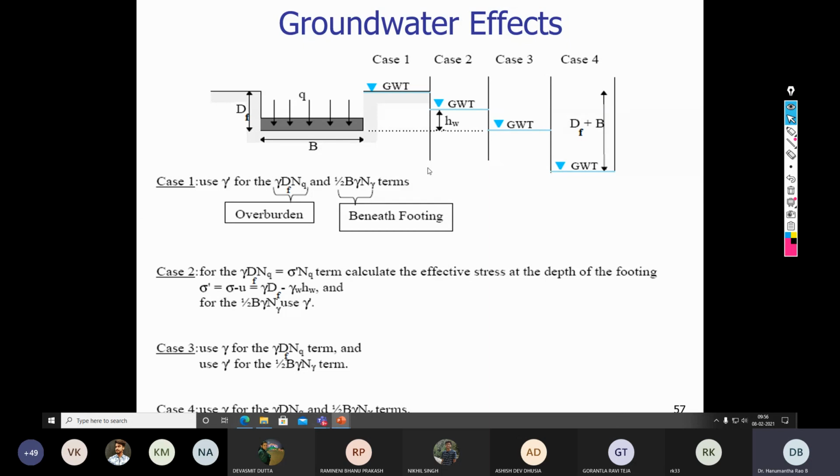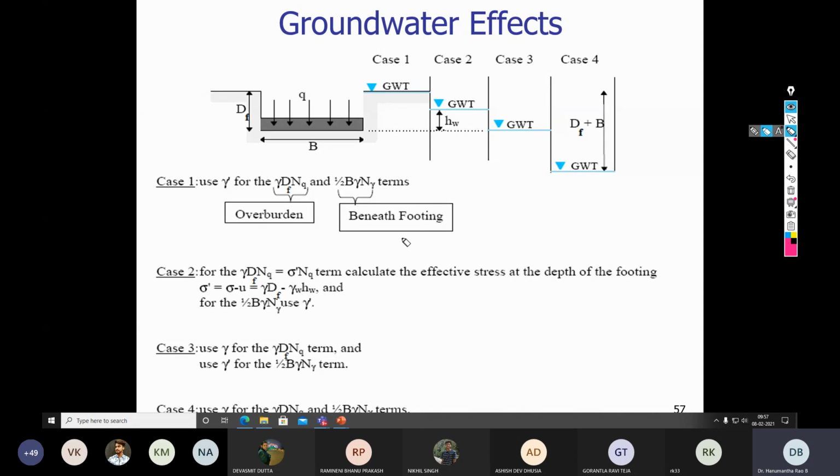Now here 4 cases have been taken to understand what would be the impact of the groundwater on the bearing capacity. Now we have seen the bearing capacity equations, they remain the same. Let us talk about case by case.